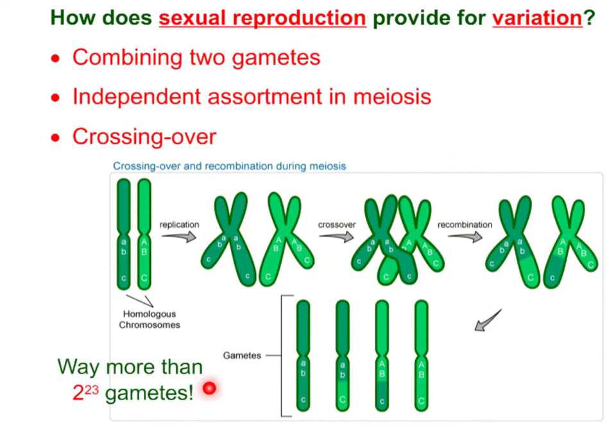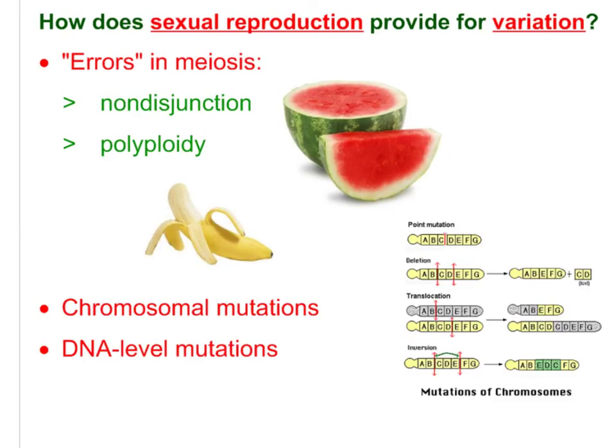So not only do we have this great variation possibility because of the 2 different gametes and because of the independent assortment, but we also have this factor called crossing over that gives us even more different possible combinations. Here are some more ways sexual reproduction provides for variation. Errors in meiosis. Meiosis is not a perfect process. It does not always proceed without error. A couple of different examples of that.